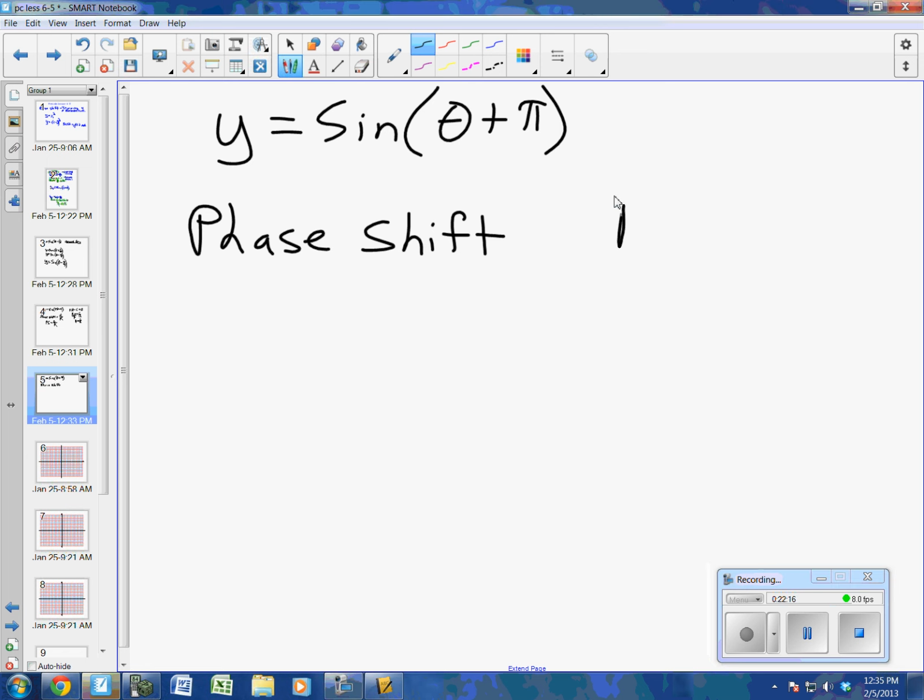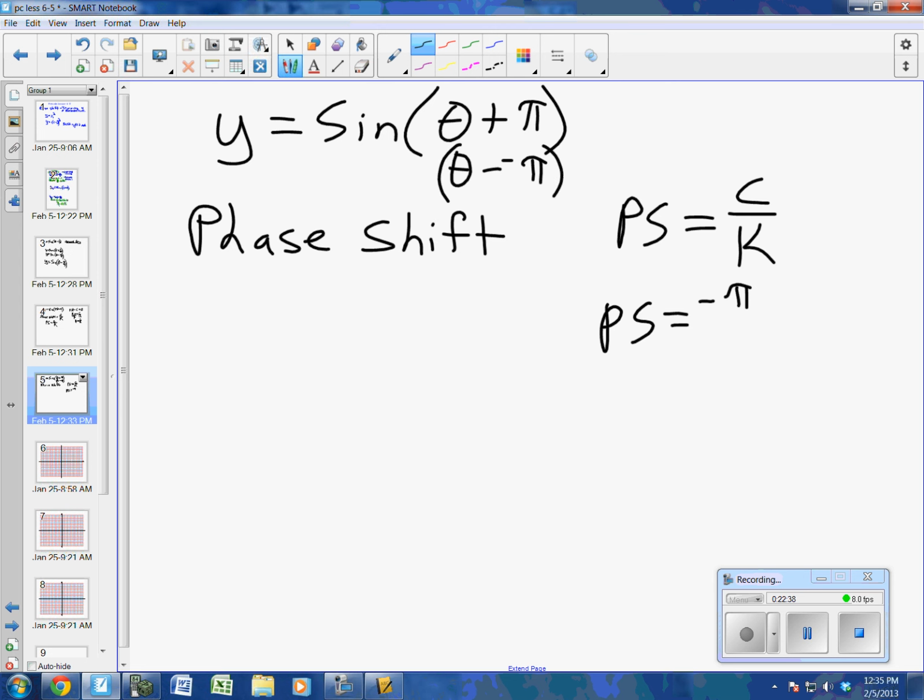Well, you guys, we're going to use this formula right here. Okay, the answer is negative pi. Because look, we know already what C is. What is C, everybody? It's a negative pi, because since this is theta plus pi, it's really theta minus a negative pi. Does everybody understand that? Okay, so that's negative pi. And what is K? 1, because the number in front of theta is 1, right? And so that just comes out to be negative pi. So that's the phase shift.